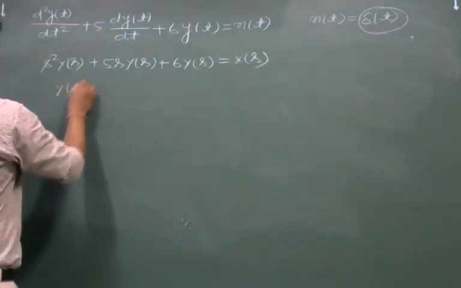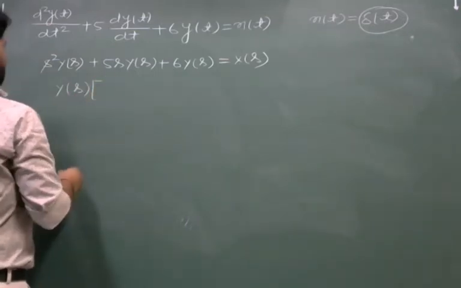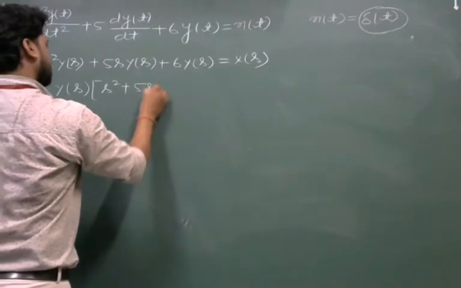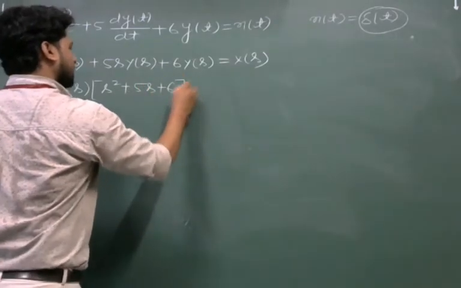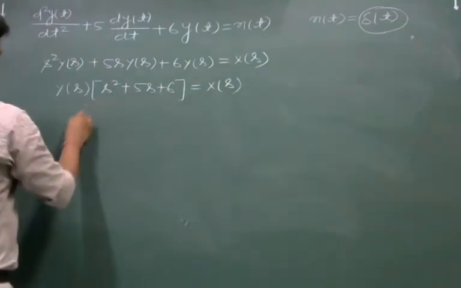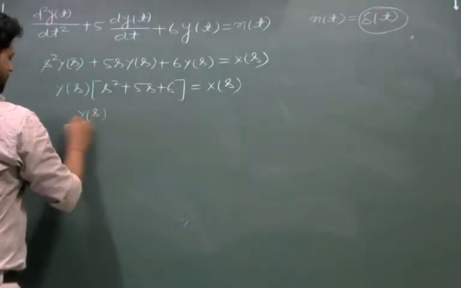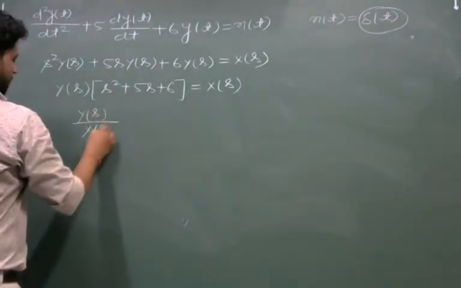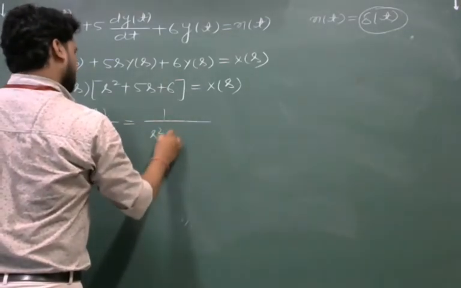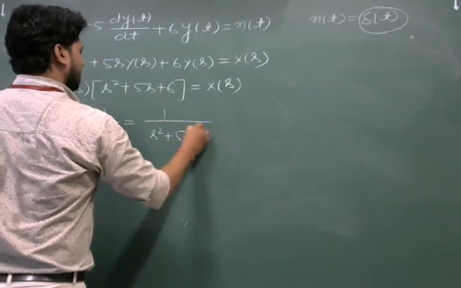We will take Y(s) common, and this will become (s² + 5s + 6) Y(s) = X(s), and from here Y(s)/X(s) will be equal to 1/(s² + 5s + 6).